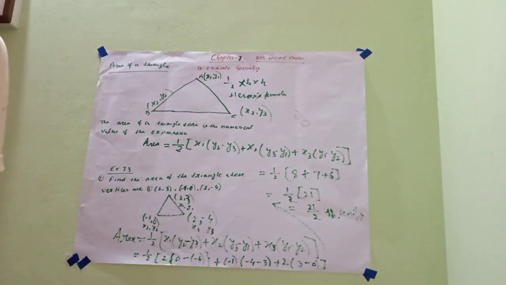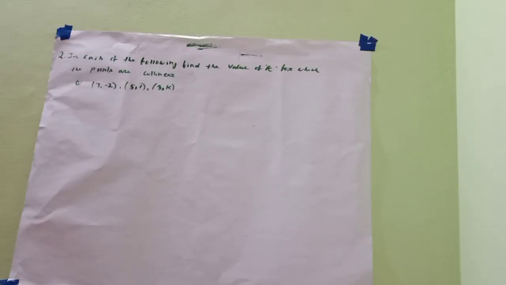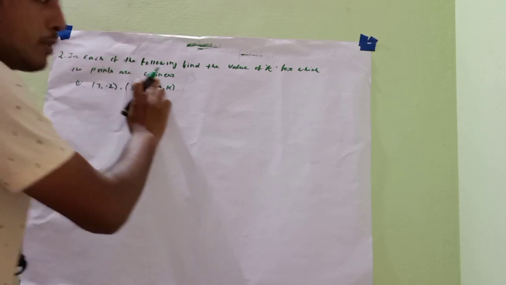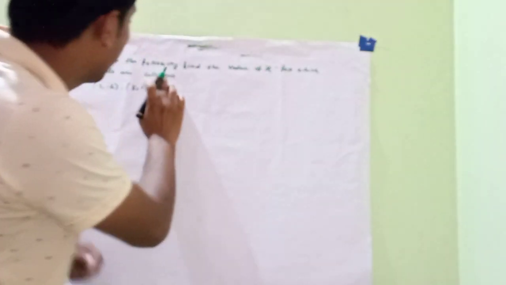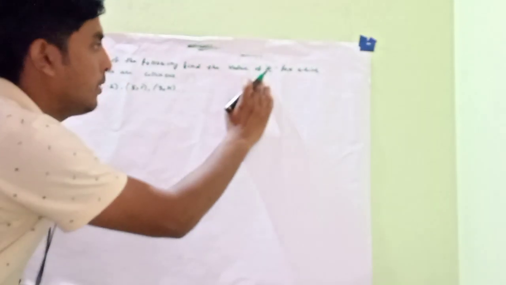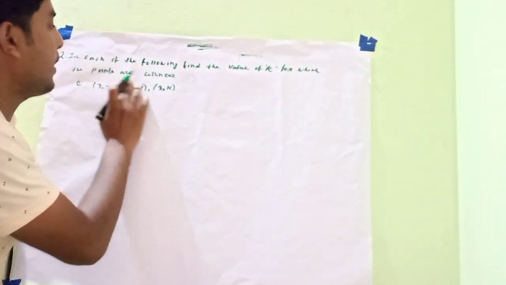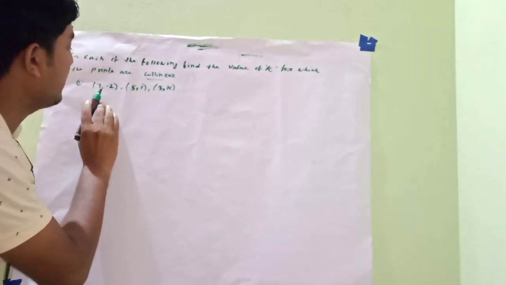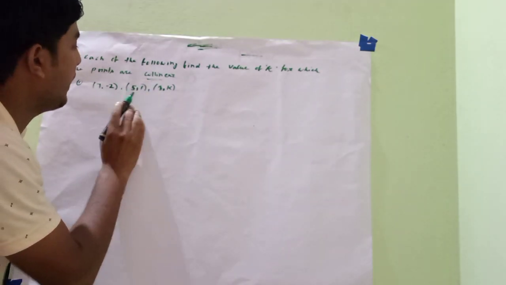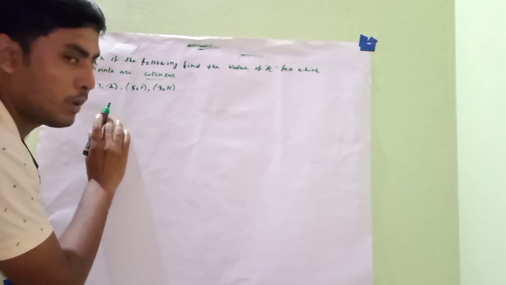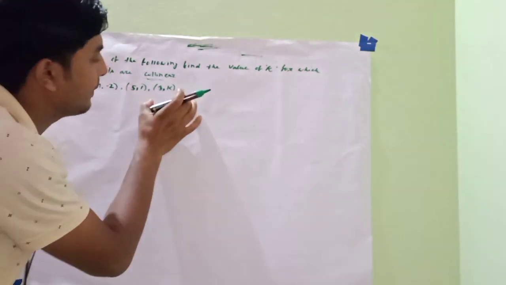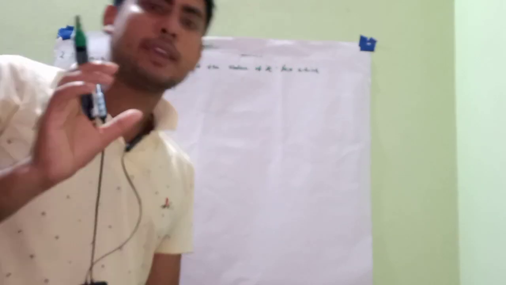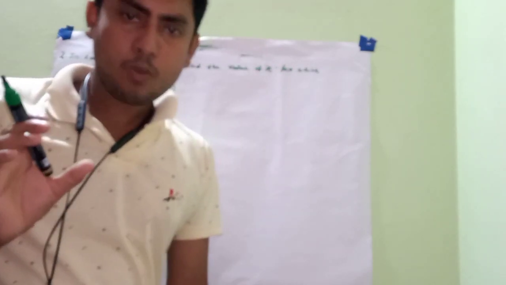Next, question number 2. In each of the following, find the value of k for which the points are collinear. Means if you have to find whether these 3 points are collinear, then you need to find the value of k.